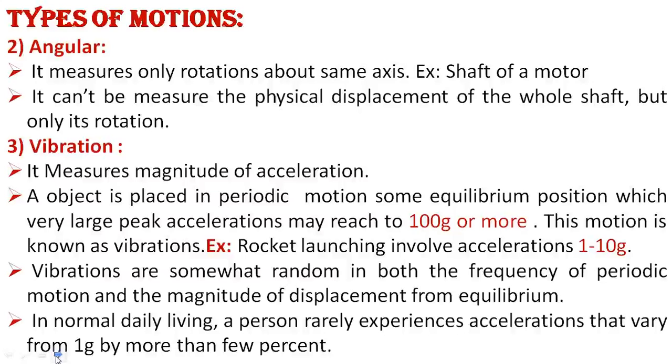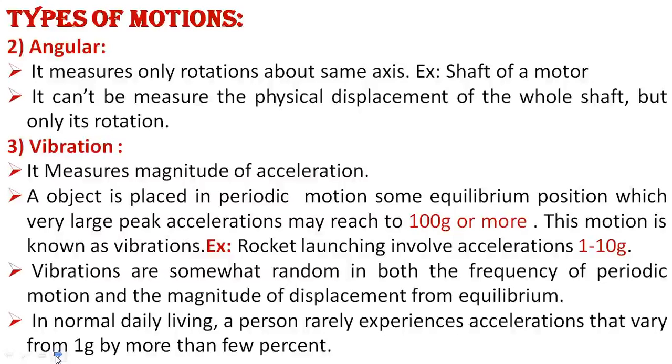Third one is vibration, which measures the magnitude of acceleration. An object placed in periodic motion about some equilibrium position, with very large peak acceleration that may reach 100 g or more. This motion is known as vibration. Example, rocket launching involves acceleration of 1 to 10 g. Vibrations are somewhat random in both the frequency of periodic motion and the magnitude of displacement from equilibrium.